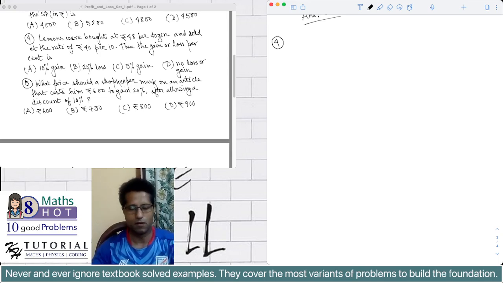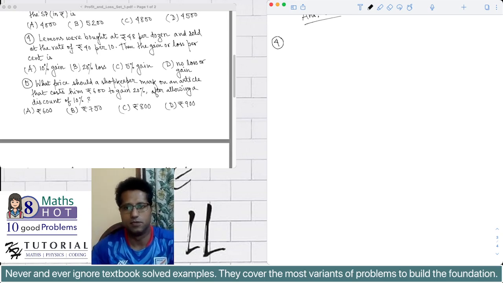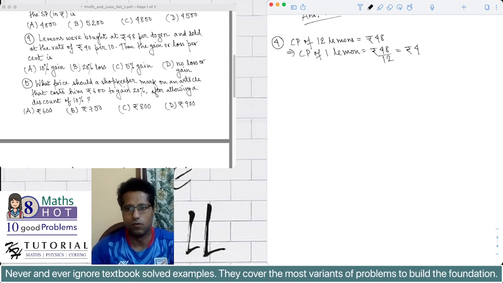So for this problem, I will consider the CP and SP for one lemon. It is given that CP of 12 lemons is equal to rupees 48. So this implies CP of one lemon is equal to rupees 48 by 12, which is equal to rupees 4.